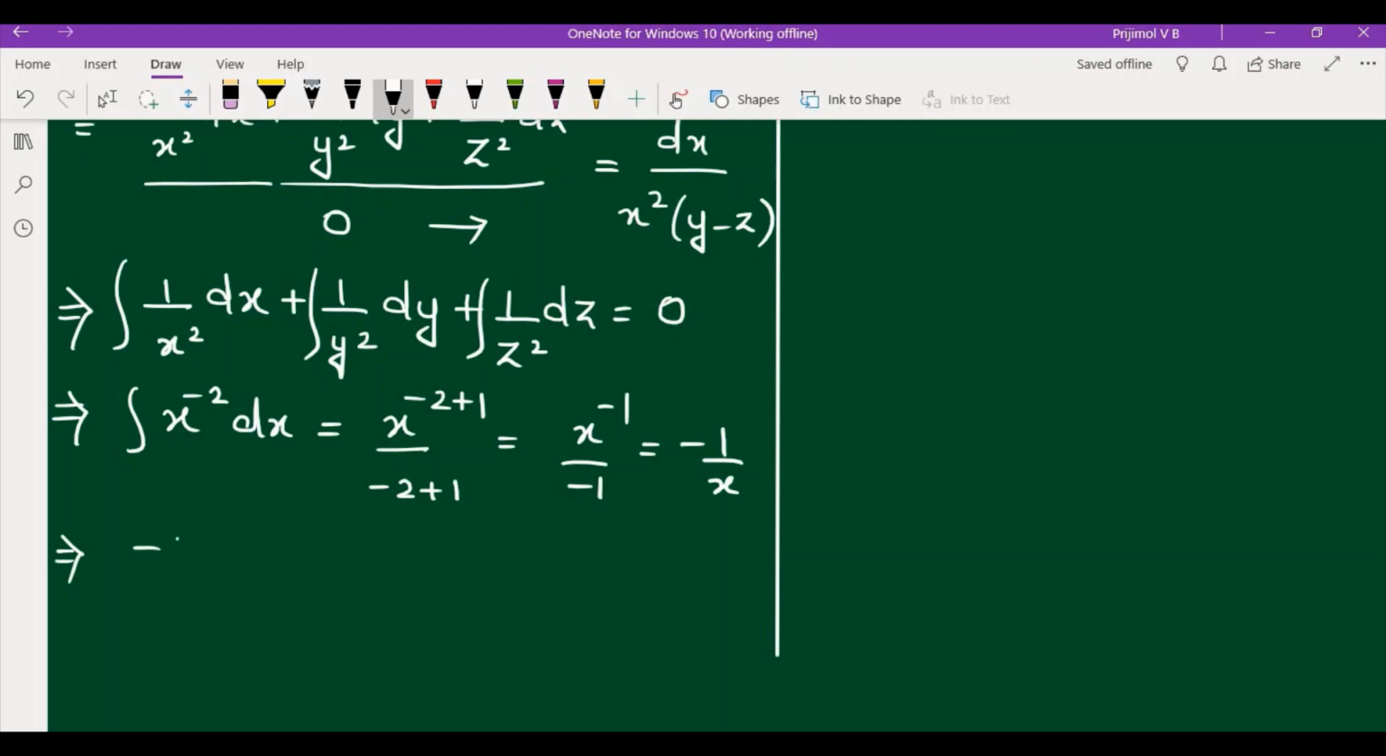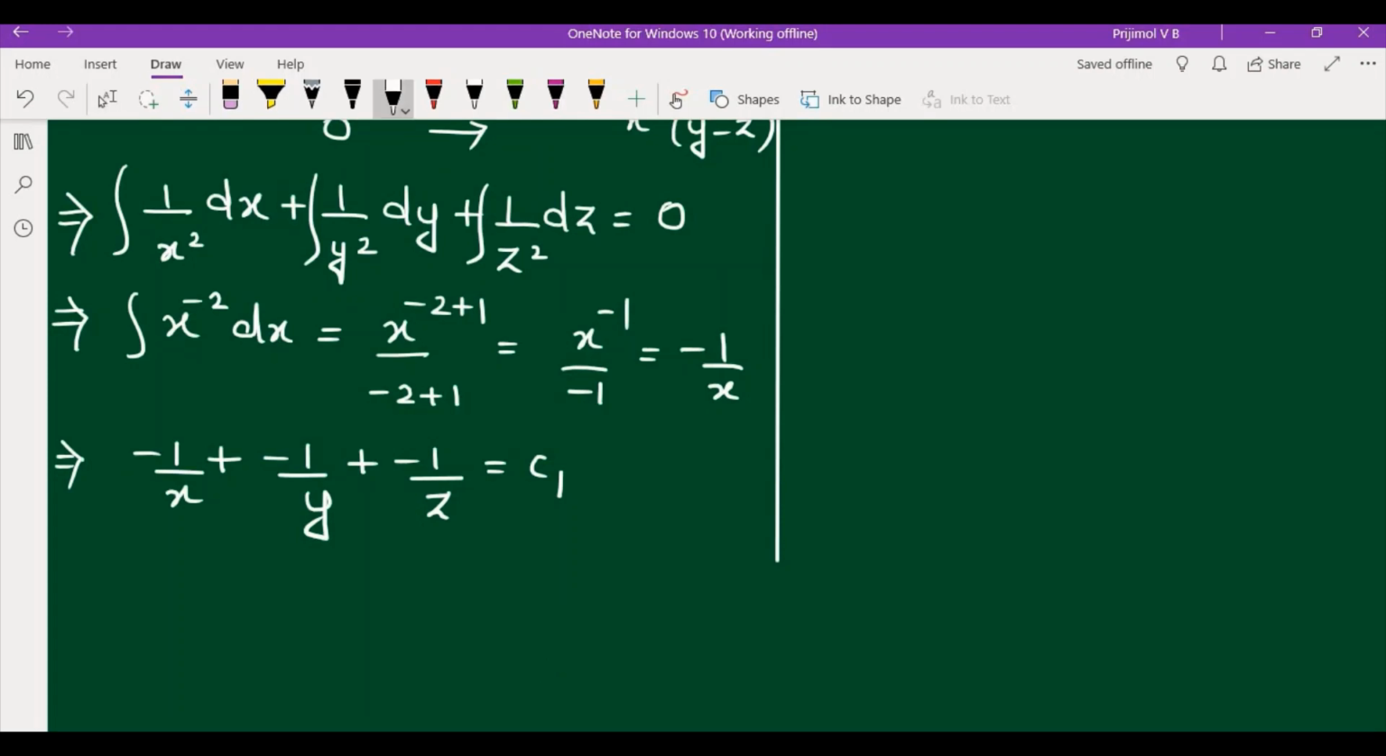So your answer will be minus 1 by x plus 1 by y square integration will be minus 1 by y plus 1 by z square integration will be minus 1 by z equal to some constant, say c1. Now I am bringing all these negative terms common and then I can write it as 1 by x plus 1 by y plus 1 by z equal to minus c1.